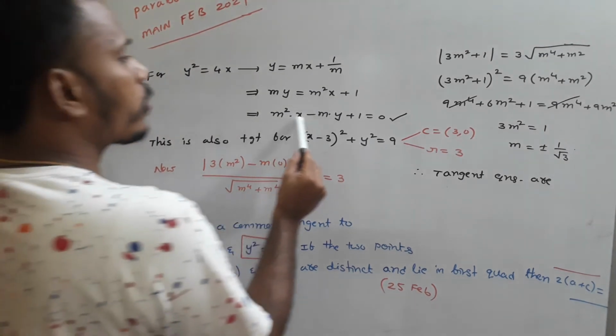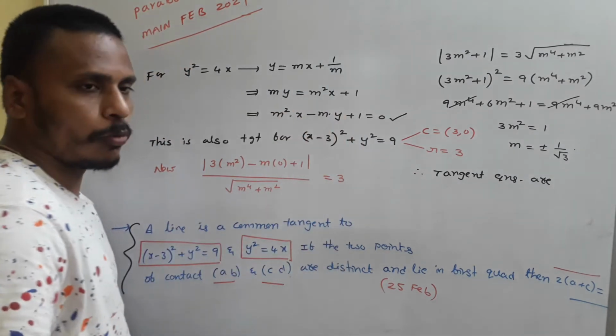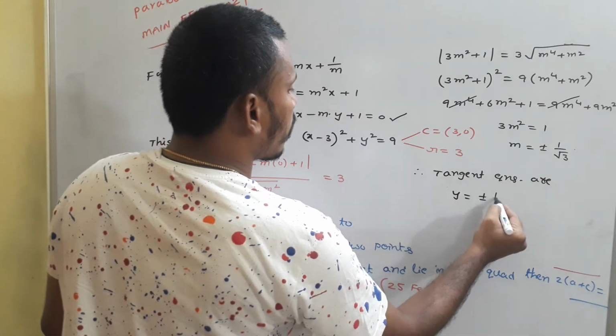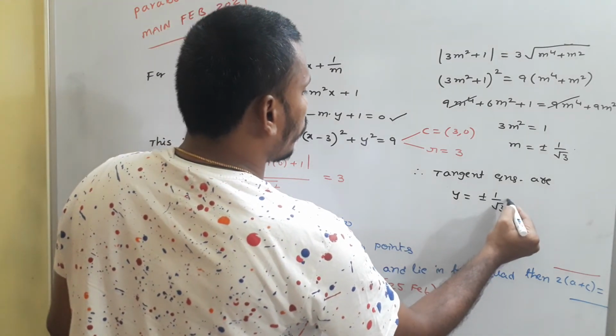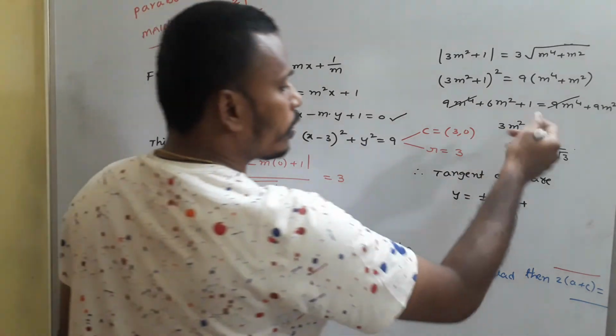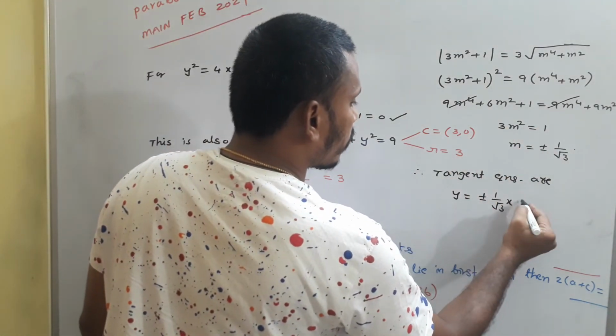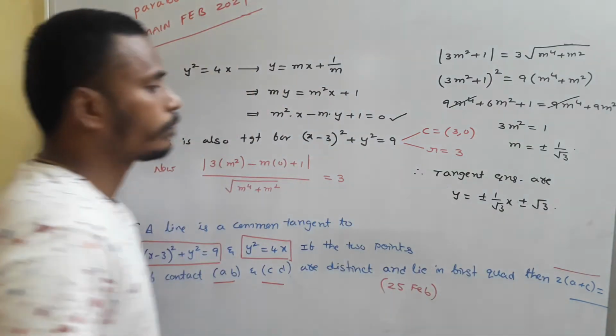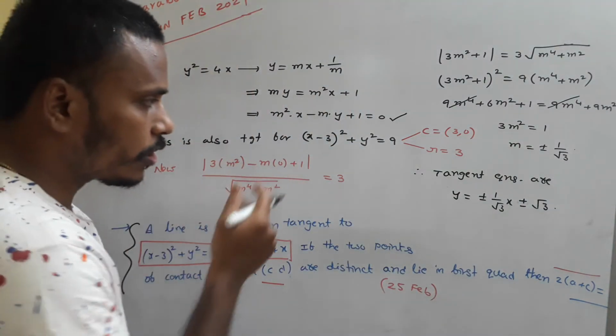Instead of this n square x minus my plus 1, use this. No problem, both are same. So the tangent equation is y equals mx, where m is plus or minus 1 by root 3, into x plus 1 by m. 1 by m means it's the reciprocal, and it is nothing but plus or minus root 3. Okay, so this is y.